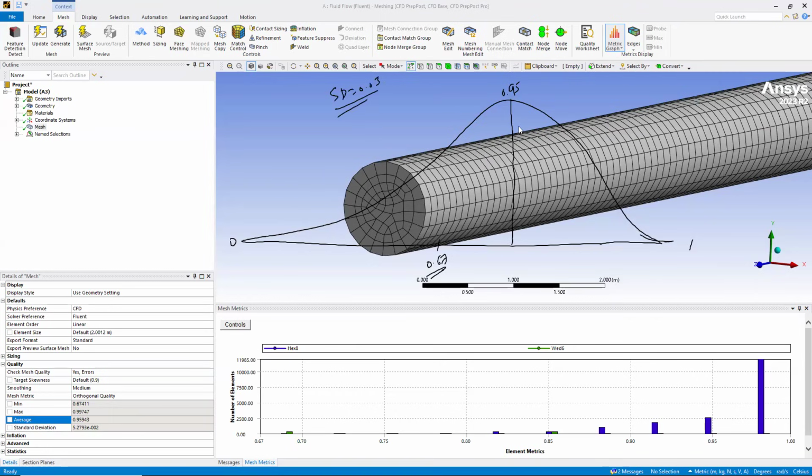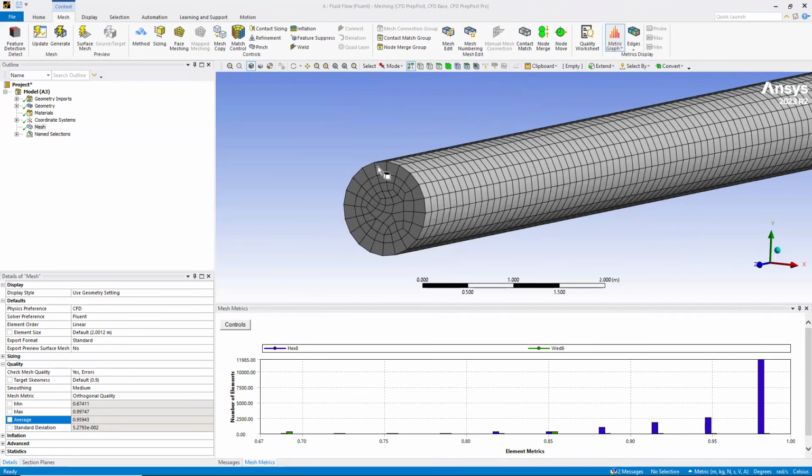So very few elements are on this side, and the major elements are on this side around 0.95. Very few elements have a quality of 0.67 or between 0.67 and 0.95. Even if the minimum is 0.67, the majority of them are maybe 0.7, 0.8, 0.85, and 0.9. So from my point of view, this quality is very, very high.